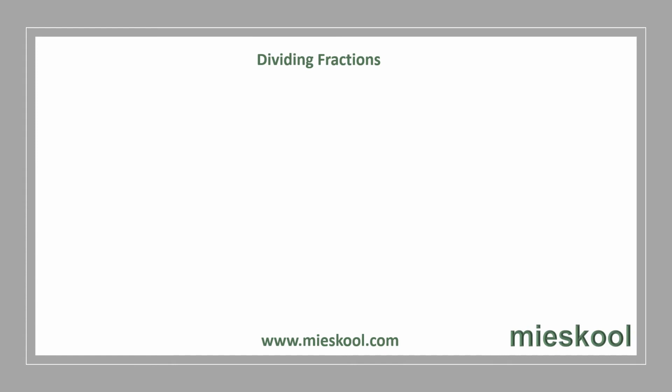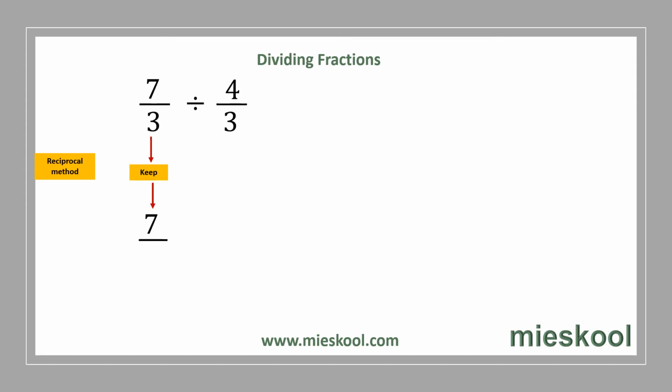So now let's look at another example. Okay, so we've got 7 over 3 divided by 4 over 3. Now using the reciprocal method, we're going to keep the first fraction as it is. So 7 over 3. We're going to take the division and convert it or change it to a multiplication symbol. We've done that. And for the second fraction, we're going to flip it, or we're going to use the reciprocal of it.